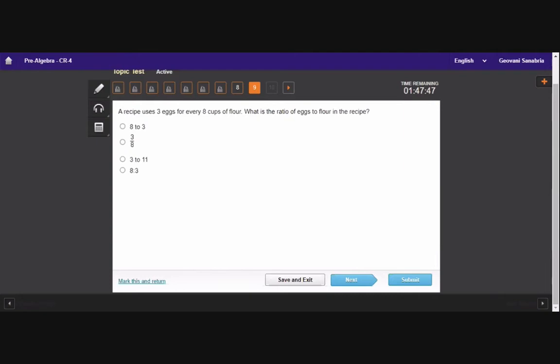With the top answer, 8 to 3, and the bottom answer, 8:3, those mean exactly the same thing. So the order is what they're trying to trick you with. Since it says what is the ratio of eggs to flour, eggs has to come first. If you do it sideways, eggs is first, then flour second. If you're doing it up and down, eggs has to be on top, flour on the bottom. So if it said 3 to 8, that would be the same thing as 3/8, and the same thing as 3:8.